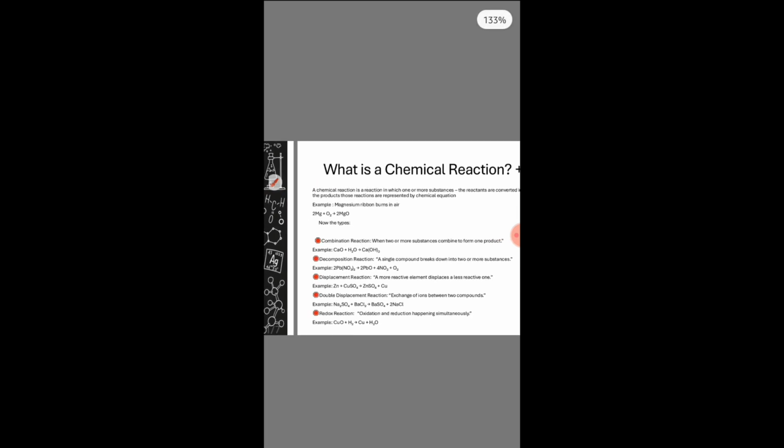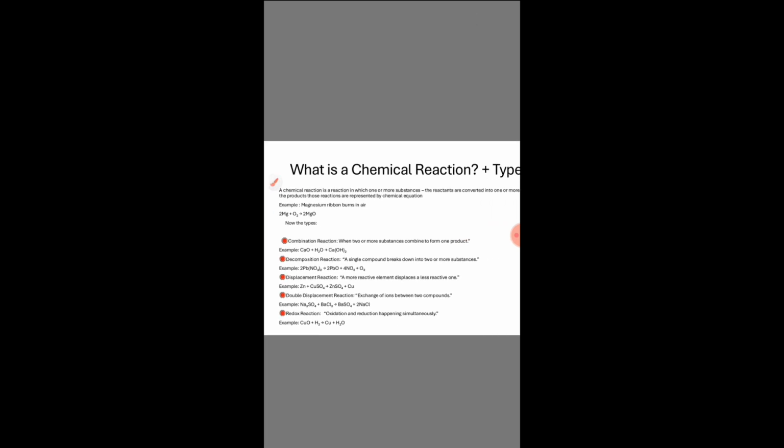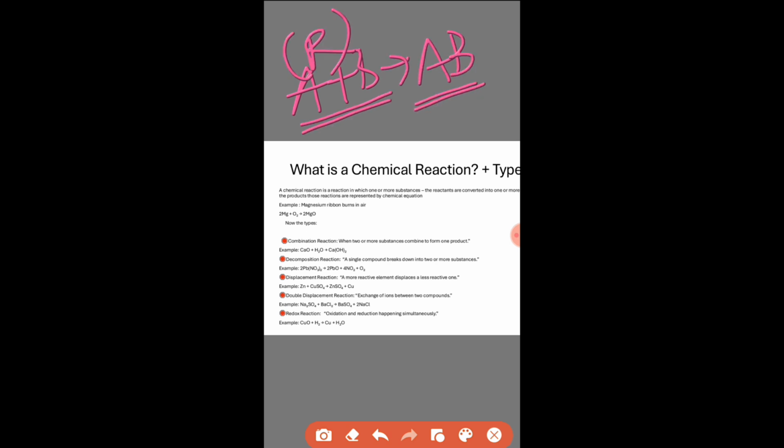Now we have 5 types of reactions. The first is the combination reaction, when 2 or more substances combine to form one product. That is, A plus B gives AB. We have 2 substances on the reactant side, and then one product on the right hand side. So this gives a combination reaction.